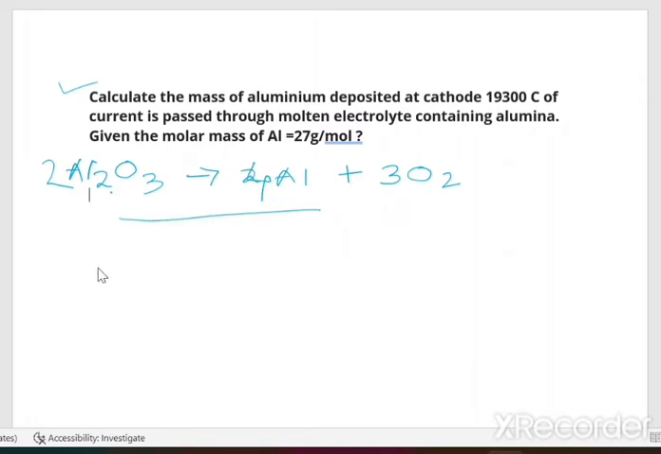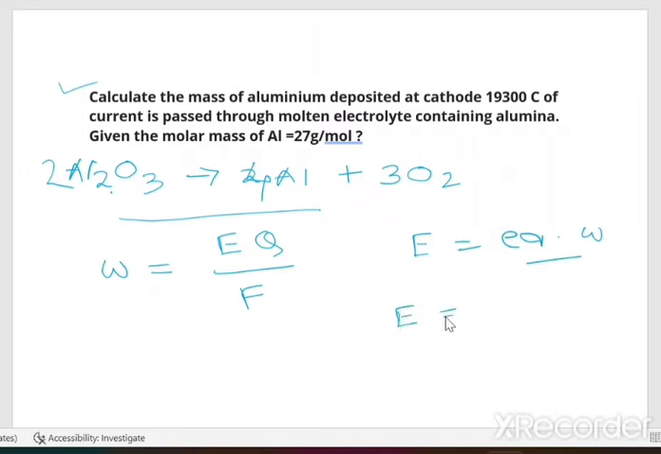Now the formula we need to use to calculate this is W is equal to EQ by F. Okay, so always remember the formula. This is Faraday's law of electrolysis, where E is the equivalent weight. So we need to calculate the equivalent weight first. Equivalent weight is the atomic weight divided by the valency.